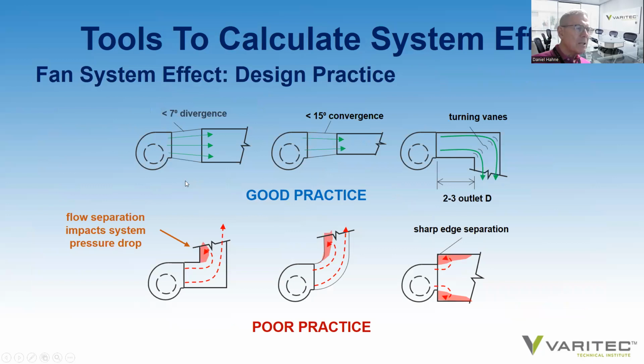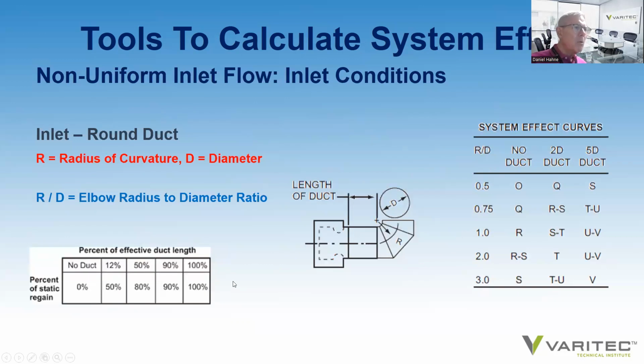So good duct practice with regard to outlets is to make sure that you have less than a 7-degree divergence should the outlet be smaller than the duct size itself. You have a less than 15-degree convergence if air has to be injected into a smaller duct due to architectural restrictions. And always, always, always apply turning vanes at the transition as necessary. Poor practice, you can see here, is illustrated very clearly by removing transitions at the outlet of the fan to reduce system effect.